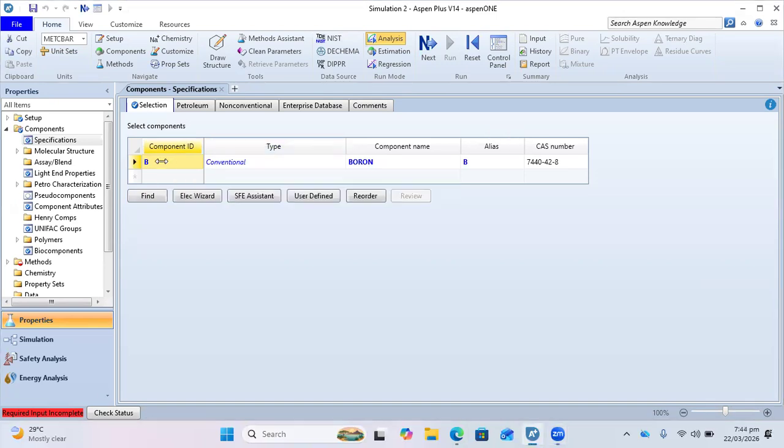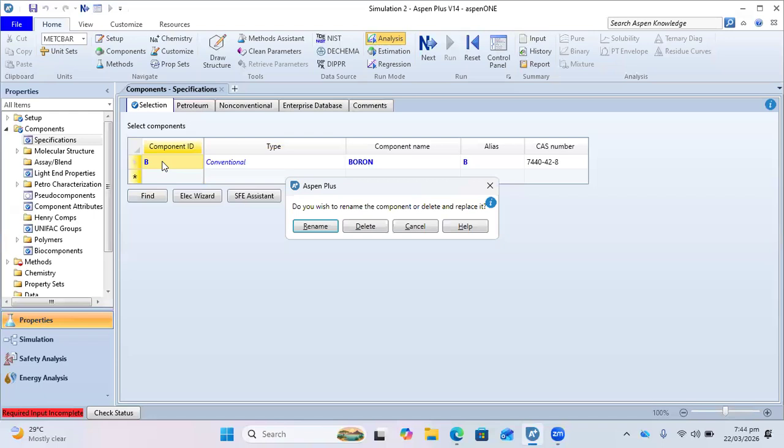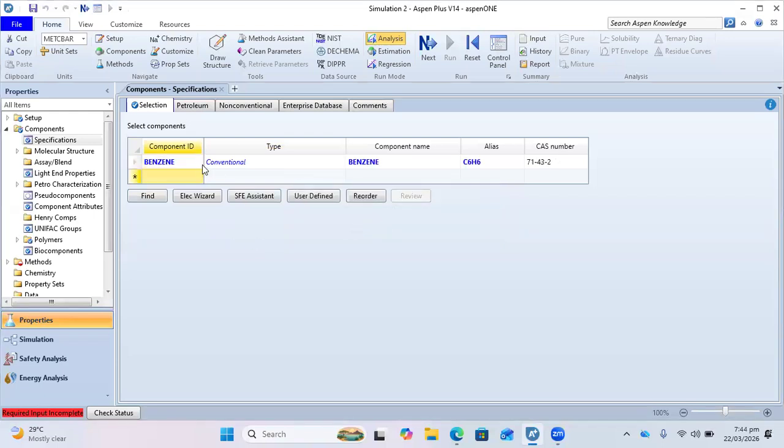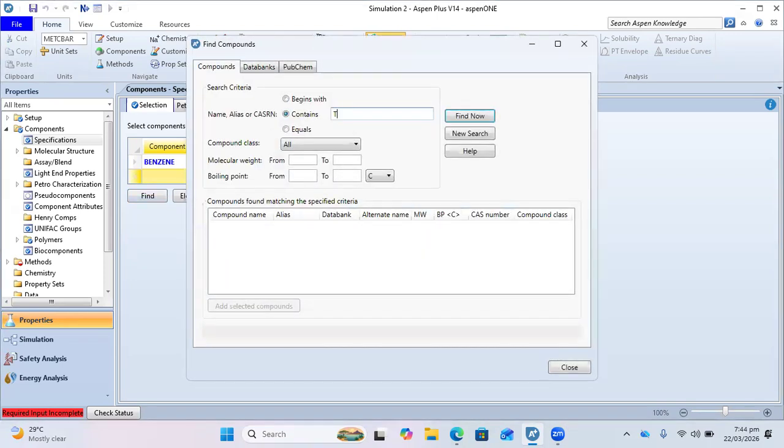As we mentioned the last time, if we want to specify a particular component, if it's a very common thing and the name can fit there, you can just type it there, and then Aspen would identify that, right? Or you can use the find feature.